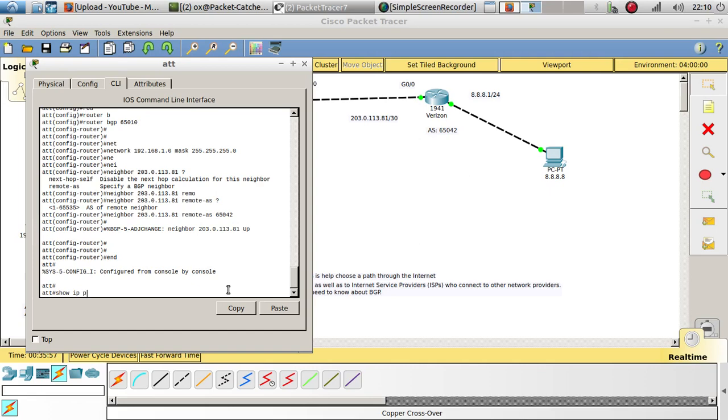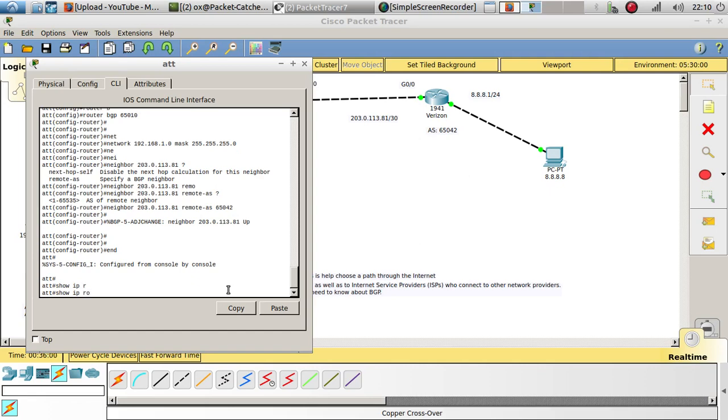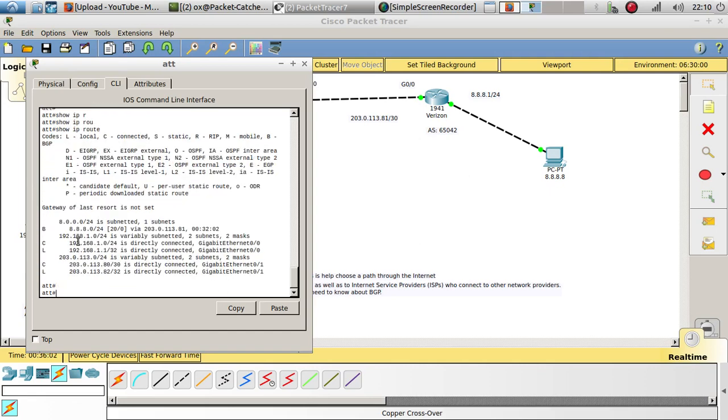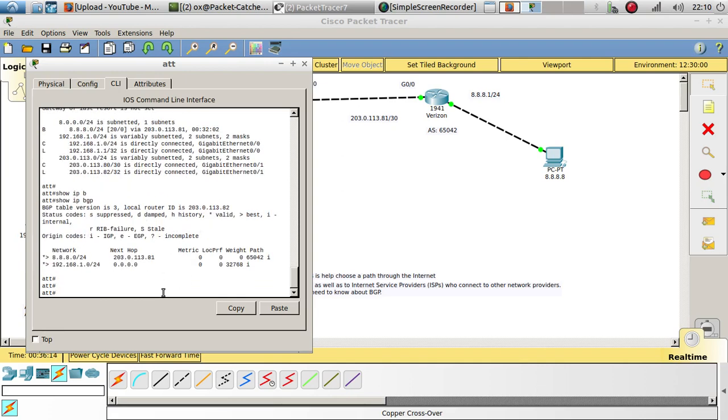Show IP route, and here it is. That network is at 8.8.8.0 and the next hop. And we can also do a show IP BGP, and here it is. We have a network 8.8.8.0/24 at the next hop, okay, which is 203.0.113.81, and the autonomous system is 65042, this one over here.